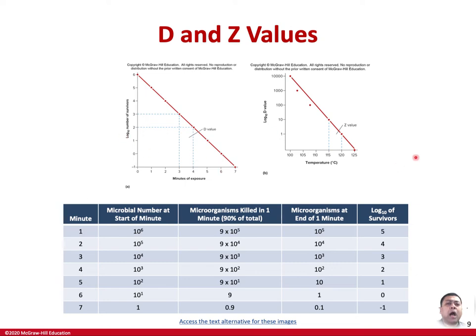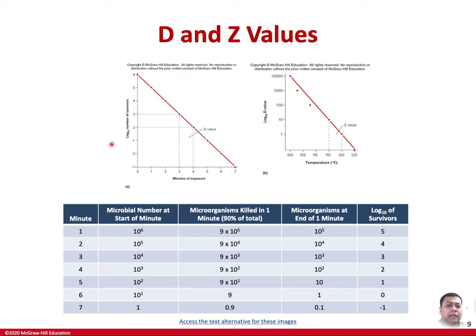Let's take a look at how we measure the decimal reduction time, or the D-value. For example, in a semi-logarithmic plot, the number of microorganisms that survive heat exposure is on a log scale on the y-axis, and the x-axis is not logarithmic and is plotted against time of exposure to the heat. The D-value is the time required for the line to drop by one log cycle, or tenfold.